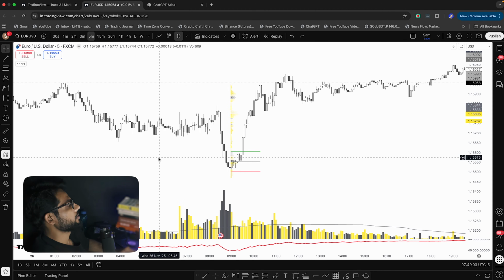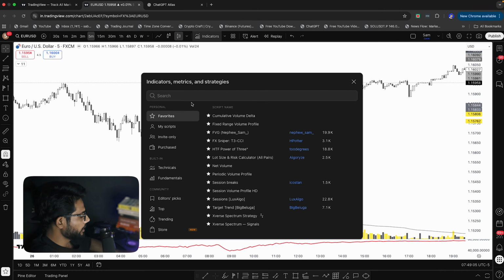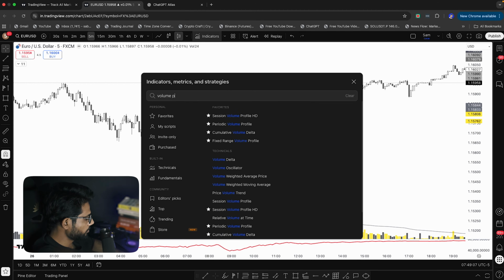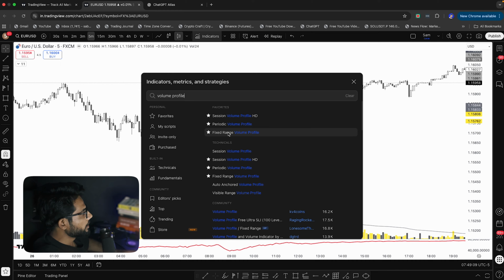First you need to go into TradingView. Go to indicators and search volume profile. You need to use this fixed range volume profile. There are other volume profiles too, like session volume profile and periodic volume profile. I'll show you how to use those in later videos, but for now we are just going to use this fixed range volume profile.